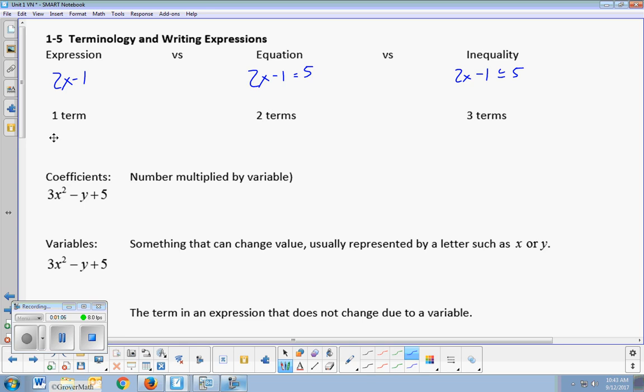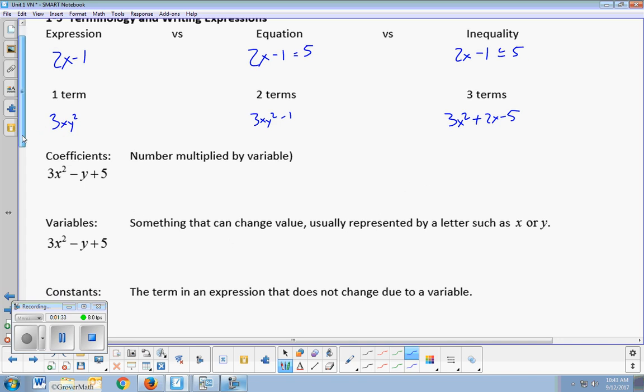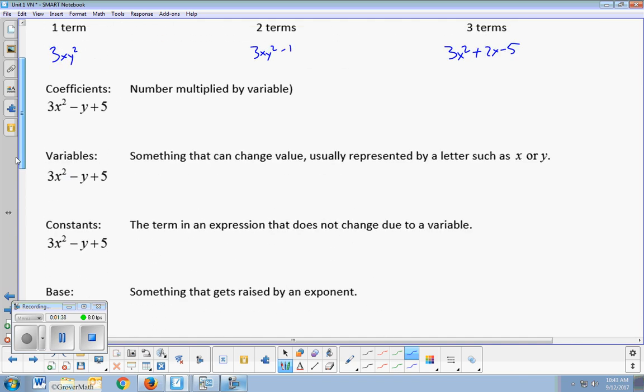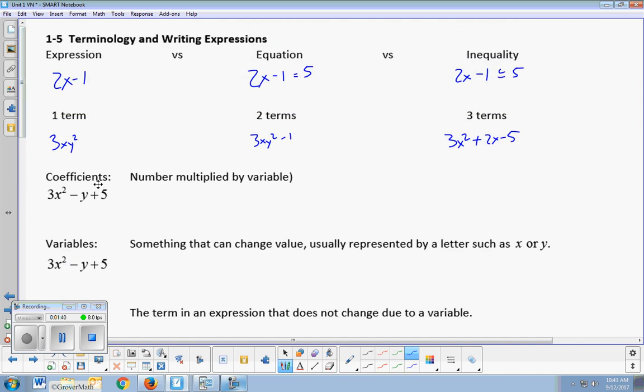That one term could be something like 3xy squared. That's considered a one-term expression because everything's held together through multiplication. Once you throw a minus 1 on the end, 3xy squared minus 1, now it's two terms. Or 3x squared plus 2x minus 5, now it's three terms. But within each term, there are coefficients, variables, there may be a constant, a base, an exponent, the degree of the expression. So we'll talk about all those real quick.